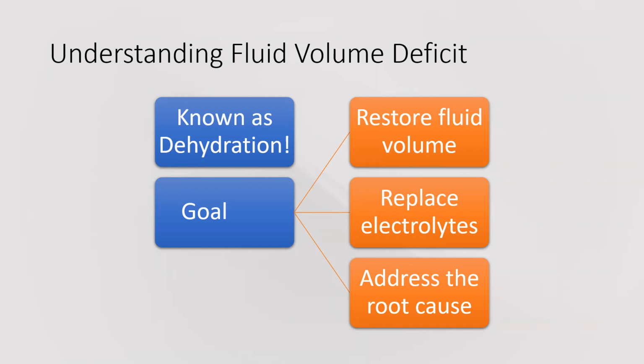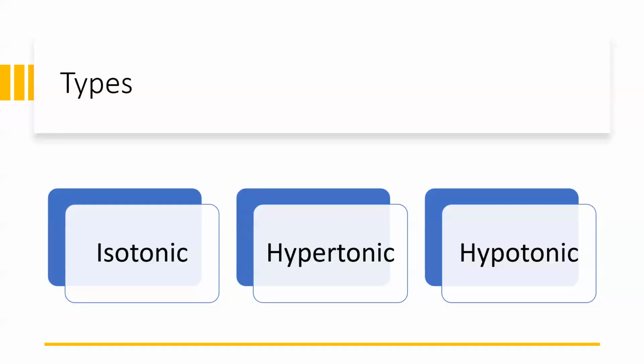So, dehydration occurs when the body's fluid intake is insufficient. The patient is just not getting enough fluid intake to meet the body's fluid needs. Okay. And like I said, the goal is to restore the fluid volume, replace electrolytes as needed, and eliminate the cause of that fluid volume deficit. So we're going to talk about types and causes and assessment, but first we're going to talk about types.